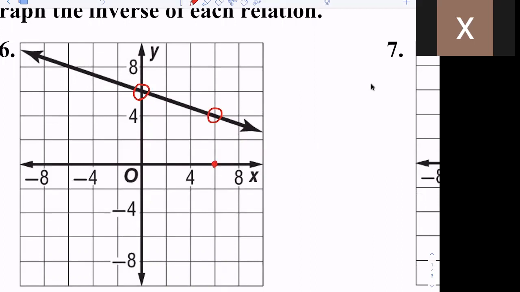And what's the other point that's on the graph? 6, 4, thank you. So if 6, 4 is on the graph, then 4, 6. So now you plot the point 4, 6.